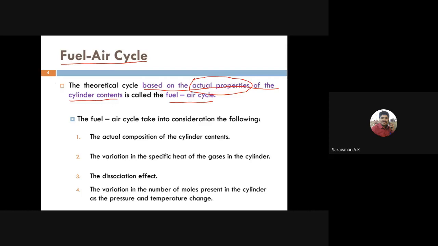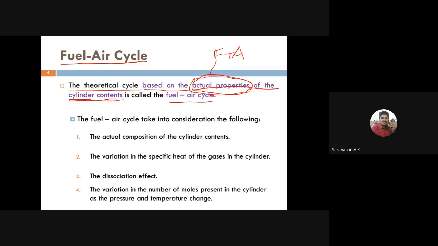So how can we define the fuel air cycle? It is a theoretical cycle, right? It is a theoretical cycle based on the cylinder. The cylinder contains the actual properties of the working fluid. The working fluid will be the mixture of fuel and air. The fuel and air mixture will be used, so depending upon the amount of fuel used, right?